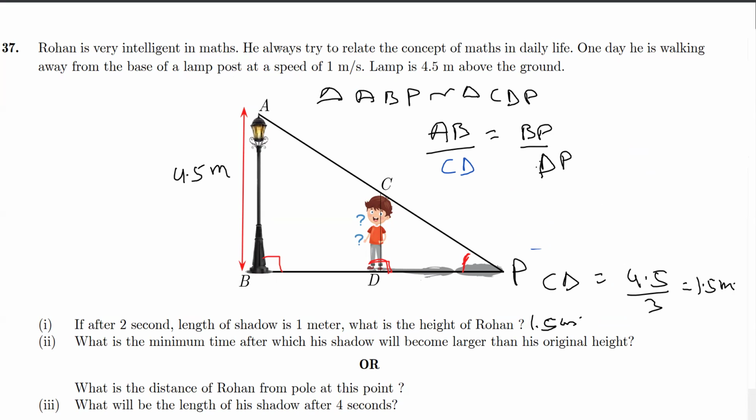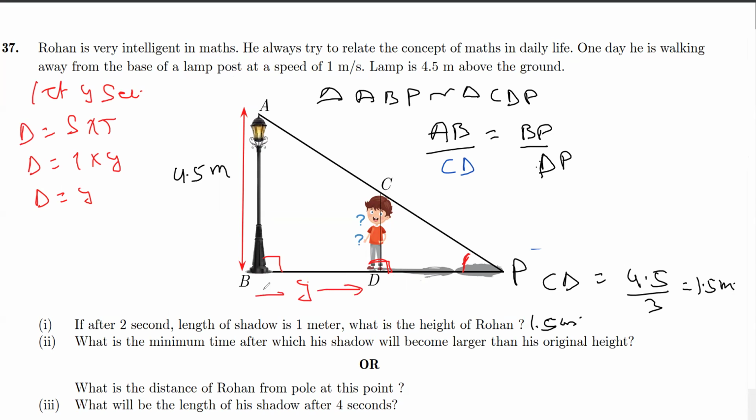Now let's understand what they are asking. Actually, we have to find the time. As you can see, the speed is 1 meter per second. So let the required time be y seconds. We know that distance is equal to speed and time. And since speed is unity here, 1 multiplied by any number is that number. So distance will be y only. So after y seconds, he will be covering this y meter, because the speed is 1. That's why the time and distance will be the same.